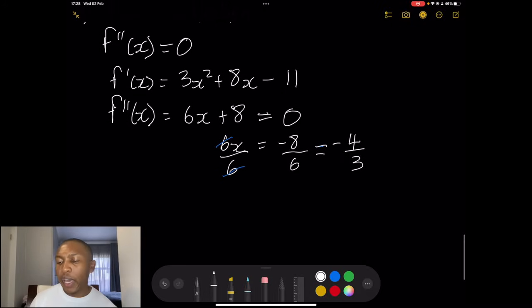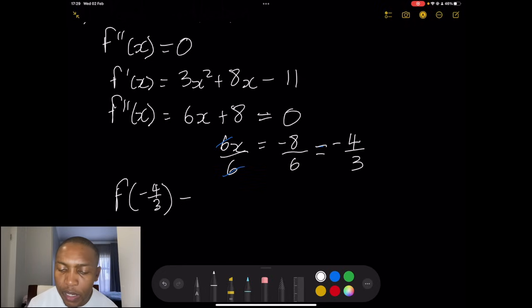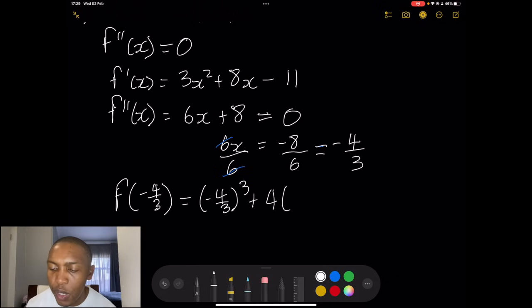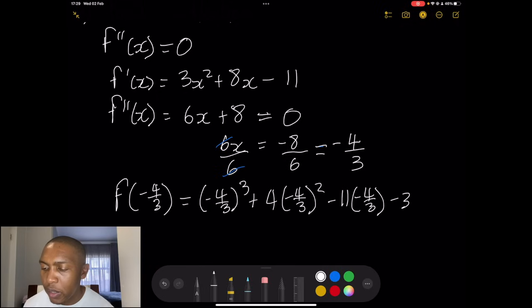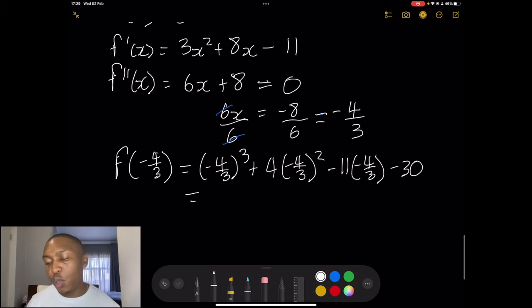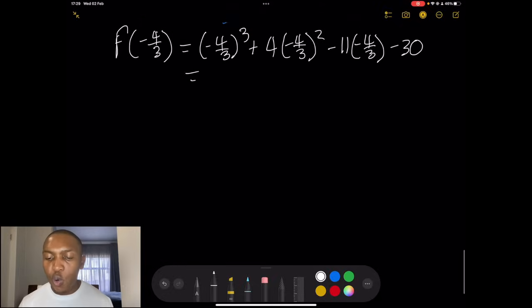Again, how do I find the y value of the point of inflection? I am simply going to put that into the calculator. So I'm going to take f of negative 4 over 3 and put it into the original equation. So that's going to be minus 4 over 3 cubed plus 4 times minus 4 over 3 squared minus 11 times negative 4 over 3 minus 30. I'm not going to calculate that. We're not really going to need it much, but nonetheless, let's go into our drawing.